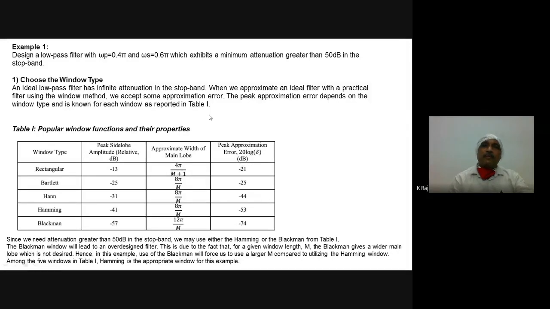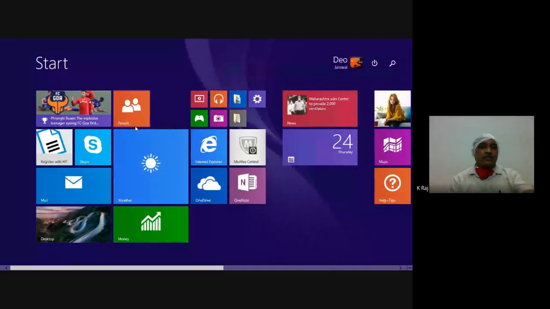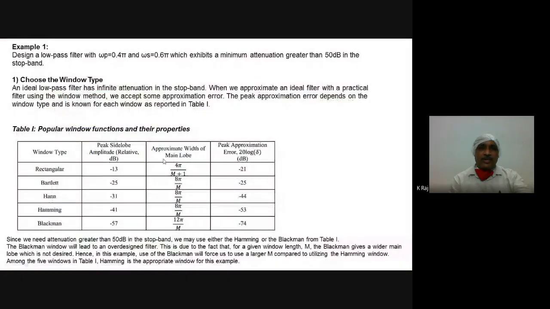Now if we see this graph, this comparative graph of the properties of the different types of windows, and compare these properties with our example in which we are interested to design the filter, then we will see that here the minimum attenuation should be 50 dB. So if we come to this one, then we'll find that these are the two windows which can be selected for this one, that is the Hamming having the 53 dB attenuation and Blackman 74 dB attenuation.